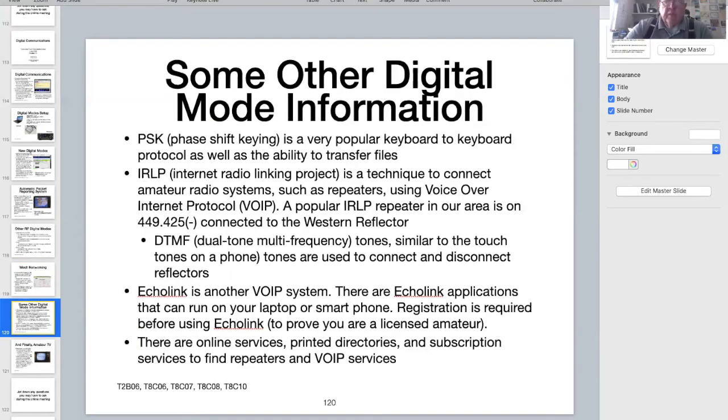Phase shift keying, PSK, remember the term phase shift keying, is a very popular keyboard-to-keyboard protocol and comes in many flavors. On the HF bands, PSK31 is very popular and often gets through when voice emissions can't. On VHF and UHF bands, high bandwidth PSK modes are available and are often used for emergency communications, as they make it very easy to transfer files of information from the transmitter to the receiver.